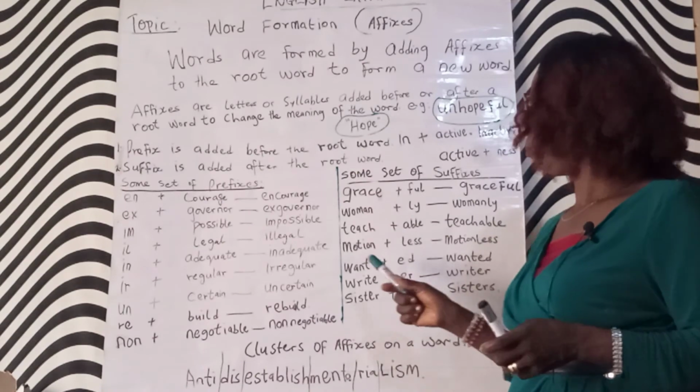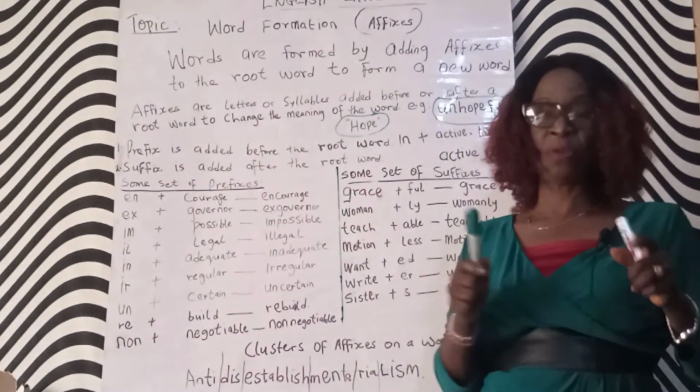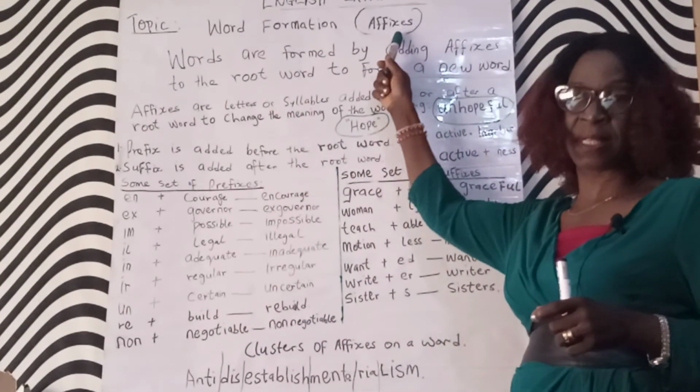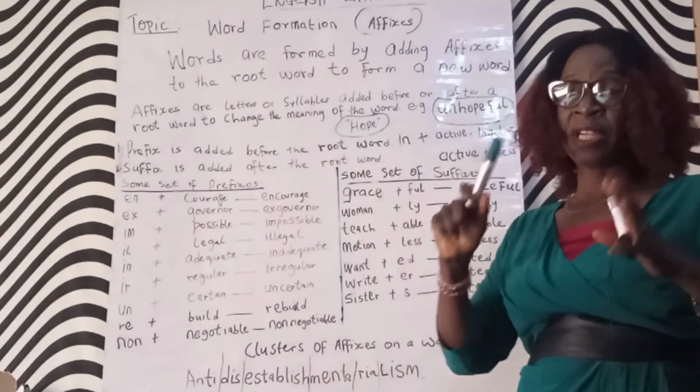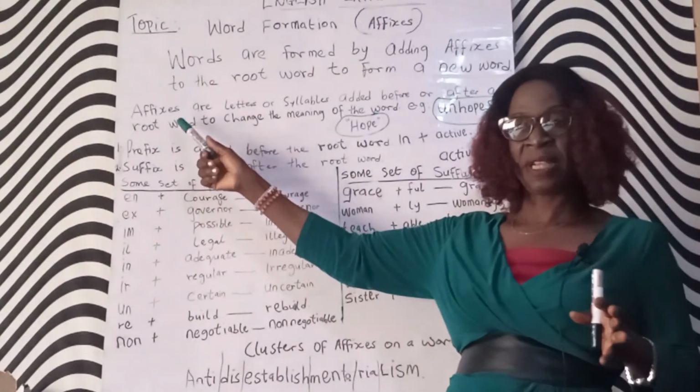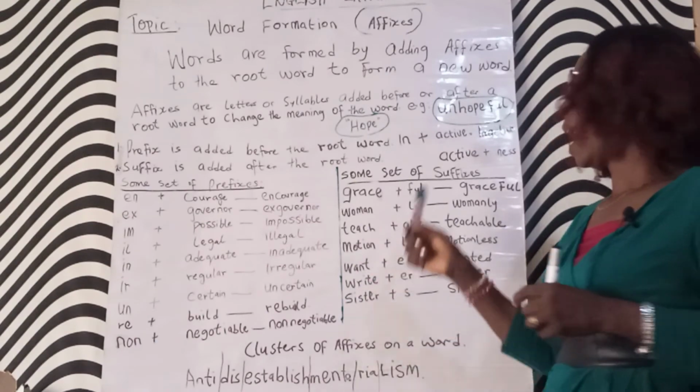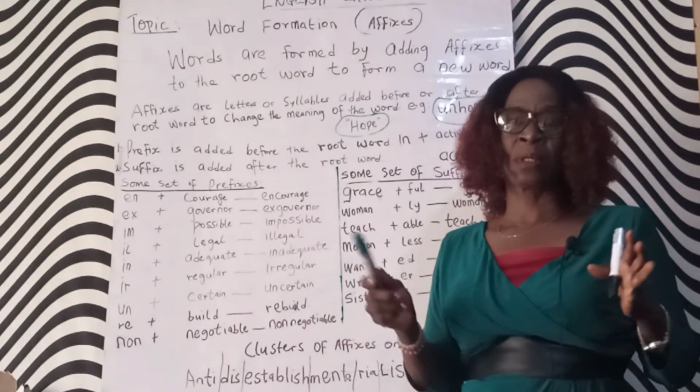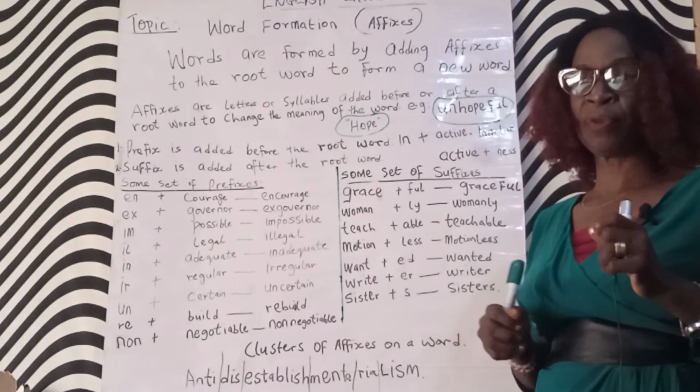But for today, you've just learned that to make new words, you have to add affixes. And affixes are divided into two. We have the prefix and we have the suffix. And these affixes are added to words to form new words out of the root word.